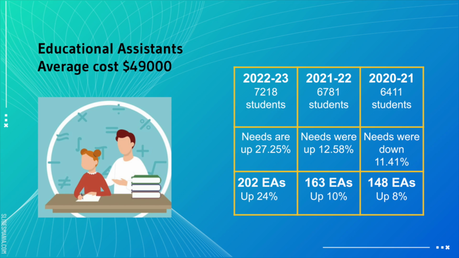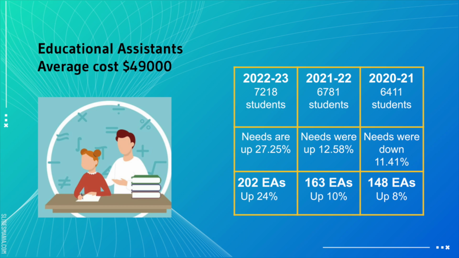So we also looked to see, okay, is there anywhere that we can move money around to help out the situation? And so a little bit of that was done. You can see that the average cost of an educational assistant is about $49,000 a year. And I want to just reiterate that just because a student is coded, it doesn't mean they get a one-on-one EA. It depends on their needs.